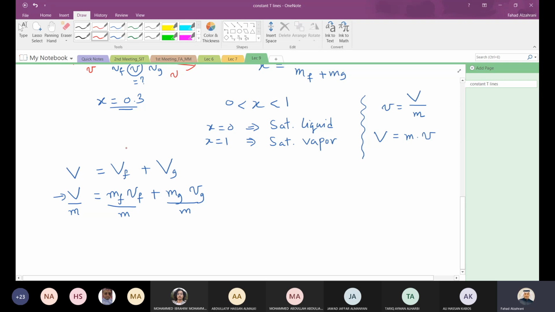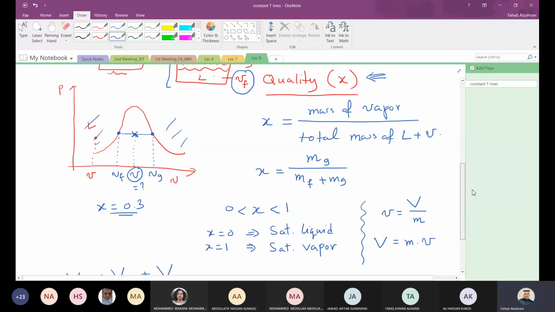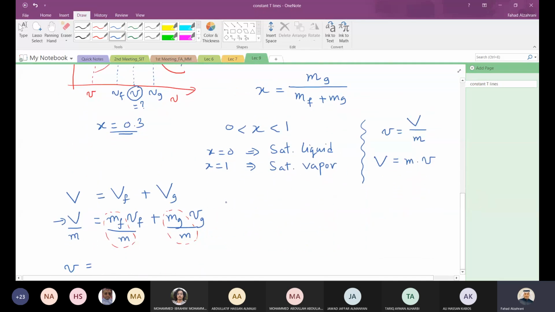What do we notice if we do this? This becomes V of the mixture. And what are these ratios? What do you expect these ratios are? Percentage. What did we talk about? Quality. Yes, we talked about the quality. So this basically gives us X. This is mg over m, the total mass. X. What about this?